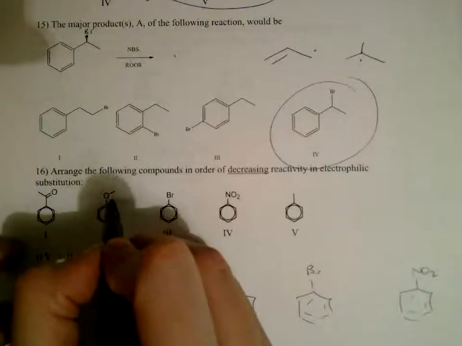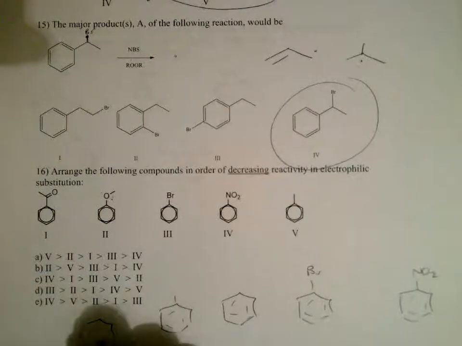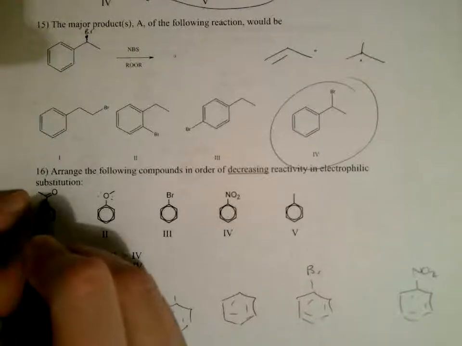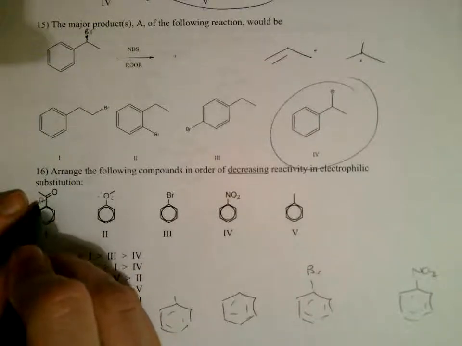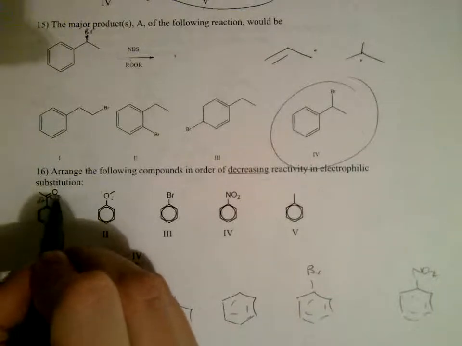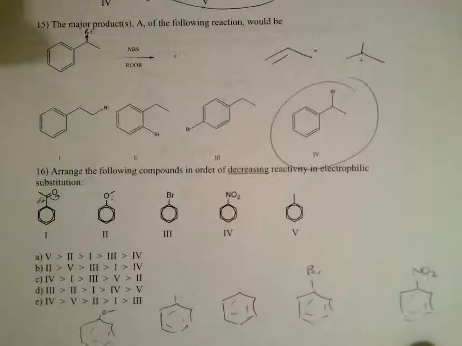And actually, because of the lone pairs right here, this one also is activating, more so than a methyl group. Anisole is what this is. And then acetophenone has a partial positive right there because there's a resonance structure where there's positive here and a negative charge up here for carbonyl covalents.